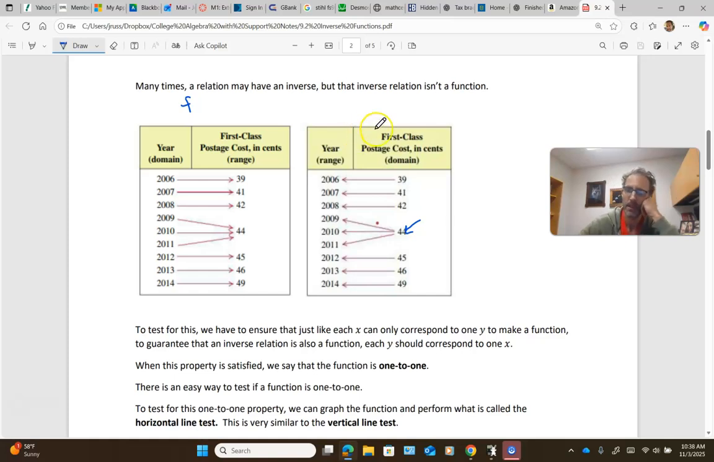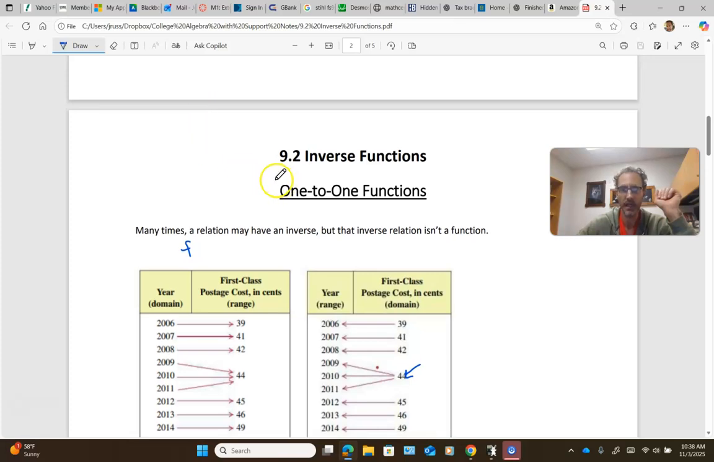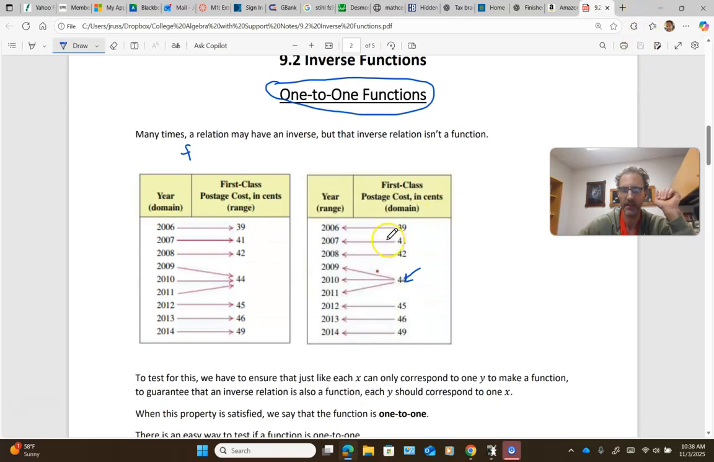To be guaranteed that some arbitrary function has an inverse that's also a function, that original function has to be what's called a one-to-one function. So think about this. If this 44 right here had only gone to 1 year, this inverse would be a function. But that would have meant that only one of these years could have gone to 44.